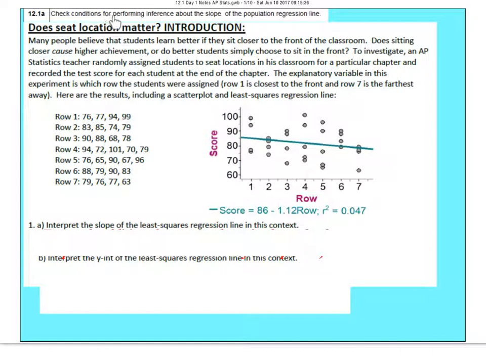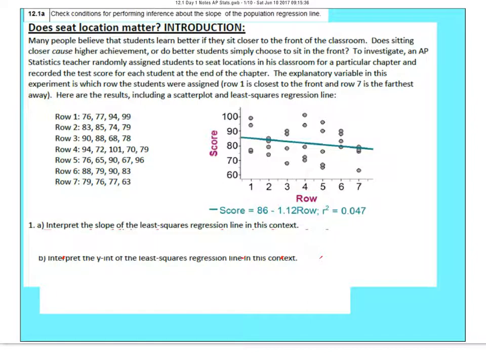12.1a, we're going to check conditions for performing an inference about the slope of the population regression line. Let's look at this example here. Many people believe that students learn better if they sit closer to the front of the classroom. Does sitting closer cause higher achievement, or do better students simply choose to sit in the front?